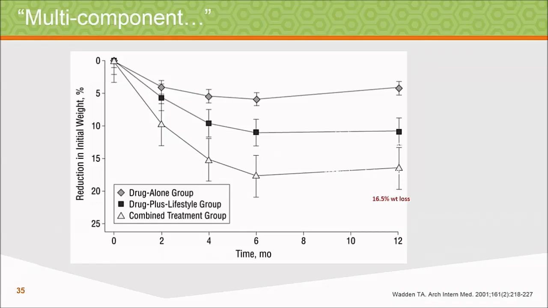So in the top group, this was done with sibutramine. That was Meridia. It's no longer on the market, but I think this is still clinically relevant. So they showed that when you added intensive lifestyle intervention, you more than doubled the weight loss. And then when you added meal replacement, that's how they ended up with about 16.5% weight loss in this study, which is a number a lot of my patients are starting to get more comfortable with.